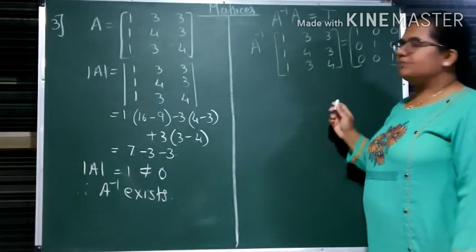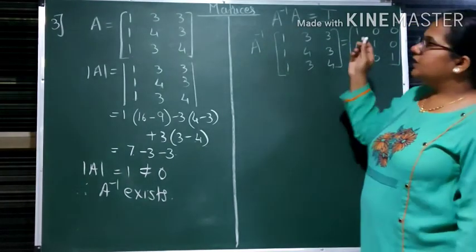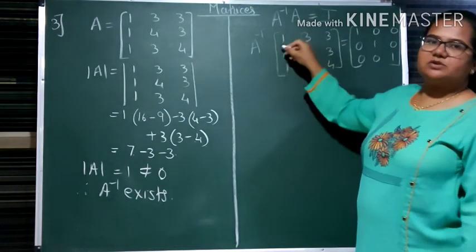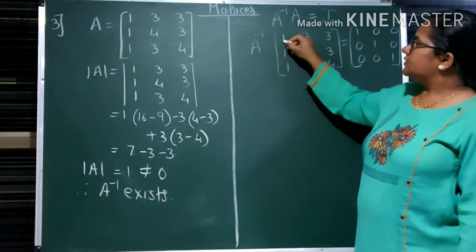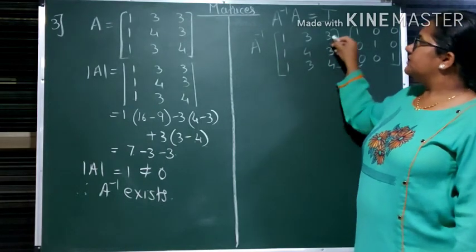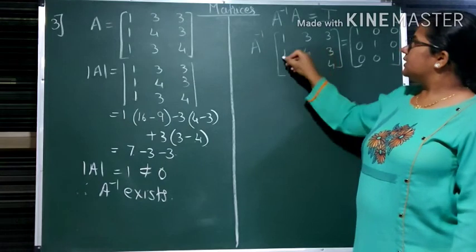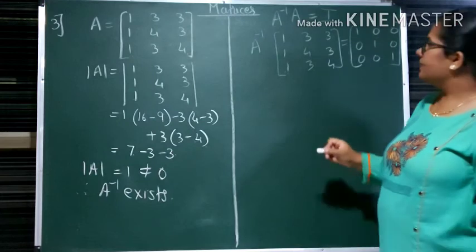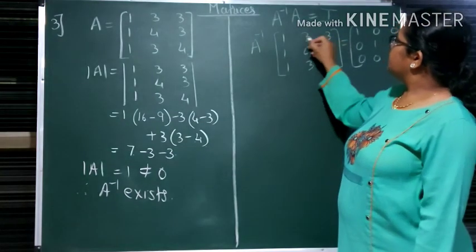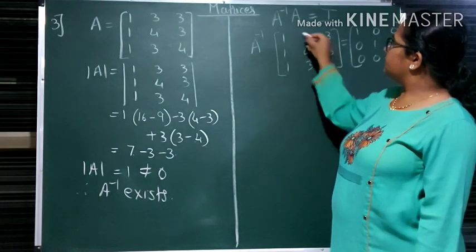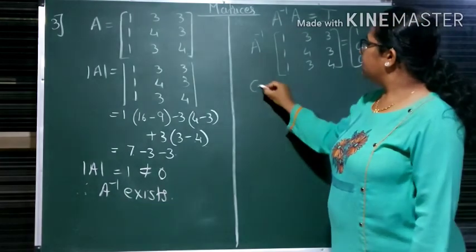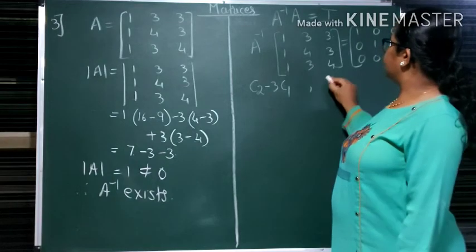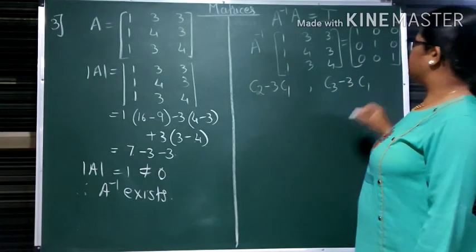Now, in the previous example, I told you when we are doing row transformations, we have to go column wise. When we are doing column transformations, we have to go row wise. That is, first we have to convert this to 1, then these two elements we have to convert to 0. Already this is 1, we will convert these two elements to 0. So clearly the operation will be C2 minus 3 into C1, and for this it will be C3 minus 3 into C1.